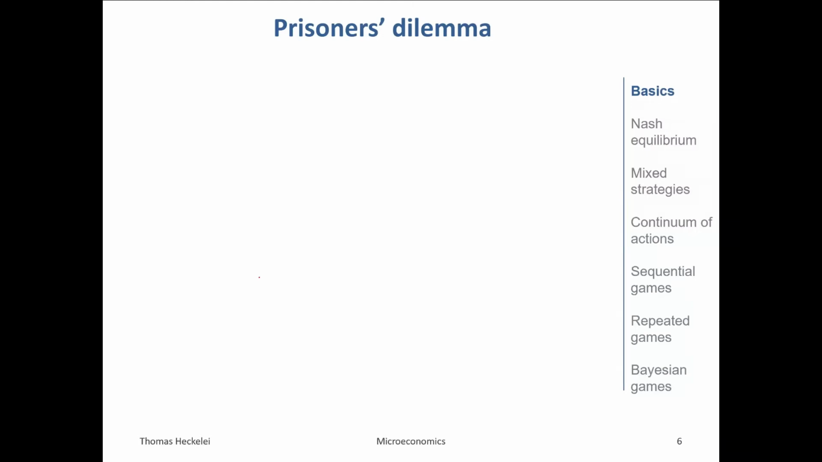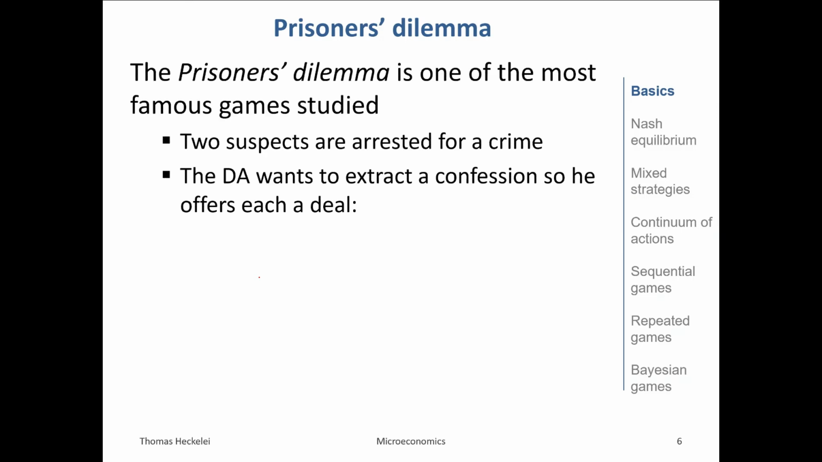Now, there is a very famous example of game theory, which is called the prisoner's dilemma, which is used very much for the introduction of game theory. Let's look at the setup of the situation first. So here's what happened. There are 2 suspects. They were arrested for committing a crime.